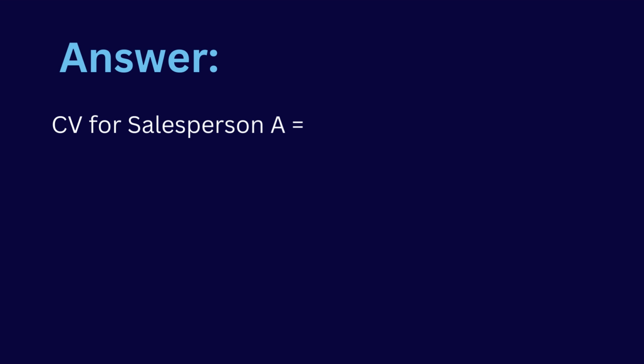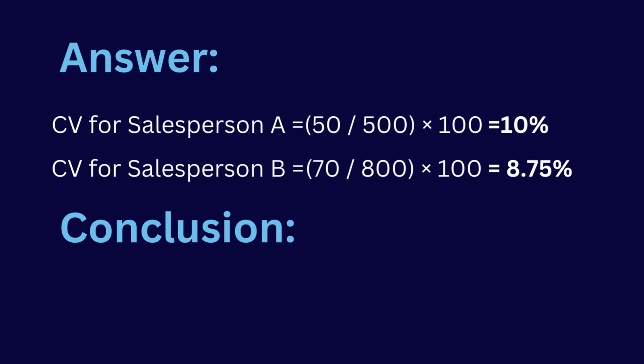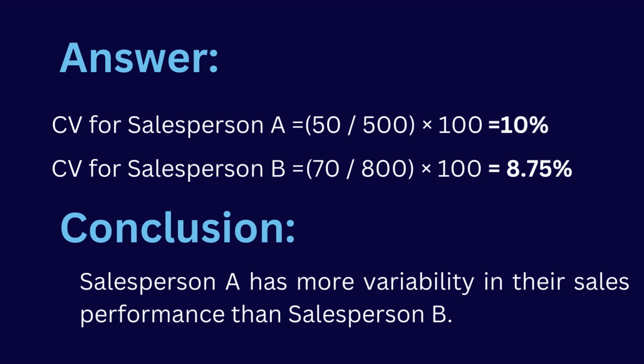CV for salesperson A equals 50 divided by 500 multiplied by 100, which equals 10%. CV for salesperson B equals 70 divided by 800 multiplied by 100, which equals 8.75 percent. So our conclusion is salesperson A has more variability in their sales performance than salesperson B.